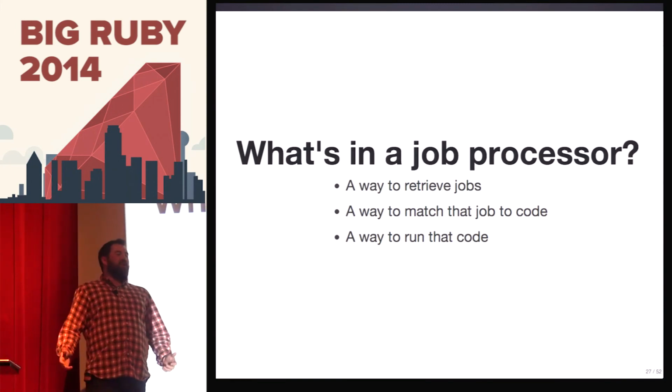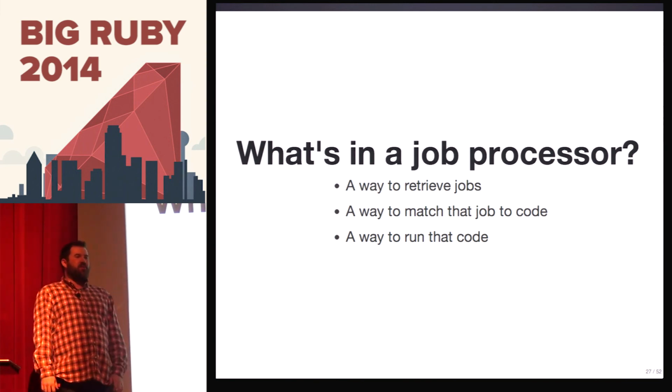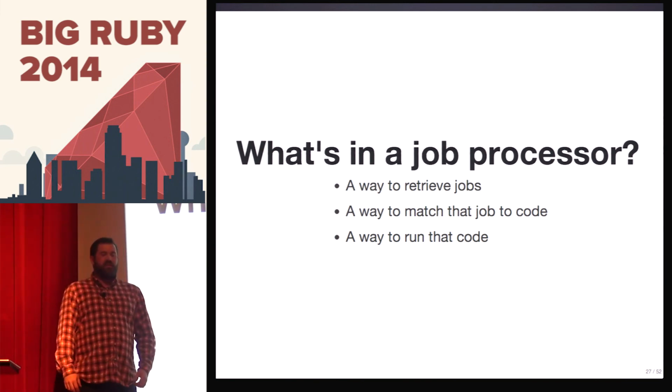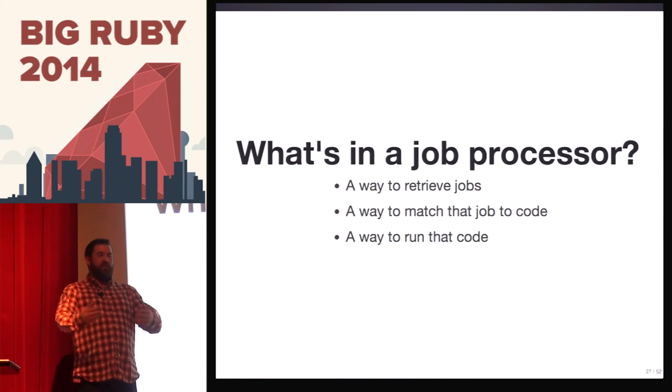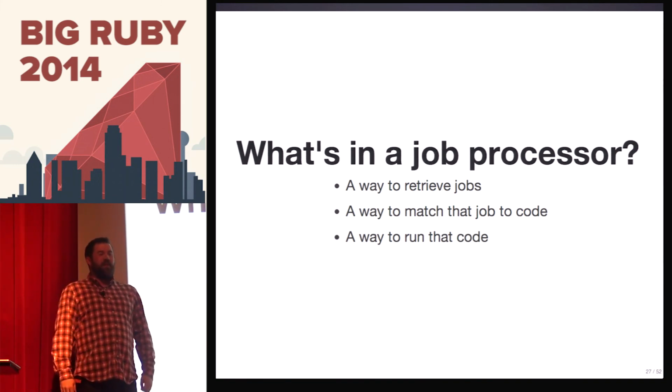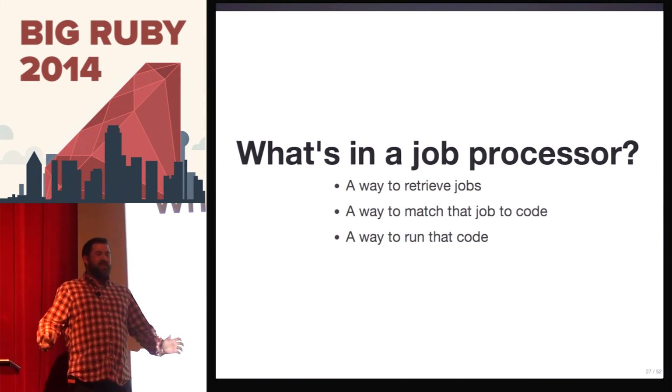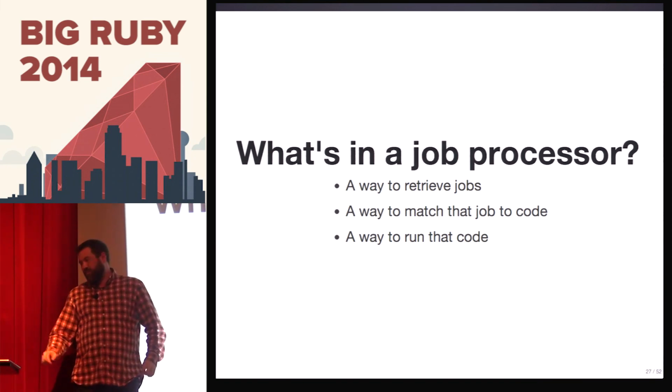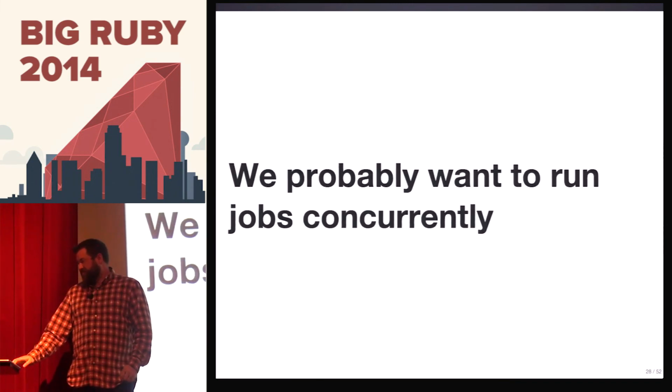So what is a job processor? What really is it at its core? It's really just 3 things. It's something that takes messages out of a queue. It's something that does some decision based on that message and finds a chunk of code we want to run, and then something that runs that code. That's it. That's all we have to do. This is easy. We're engineers. We can do this.